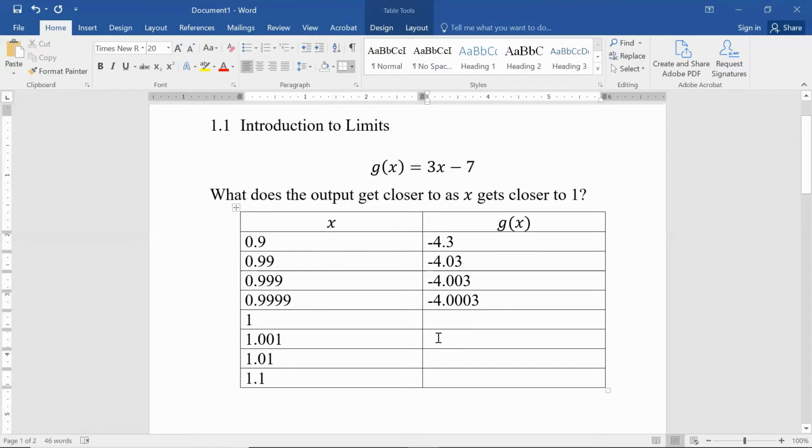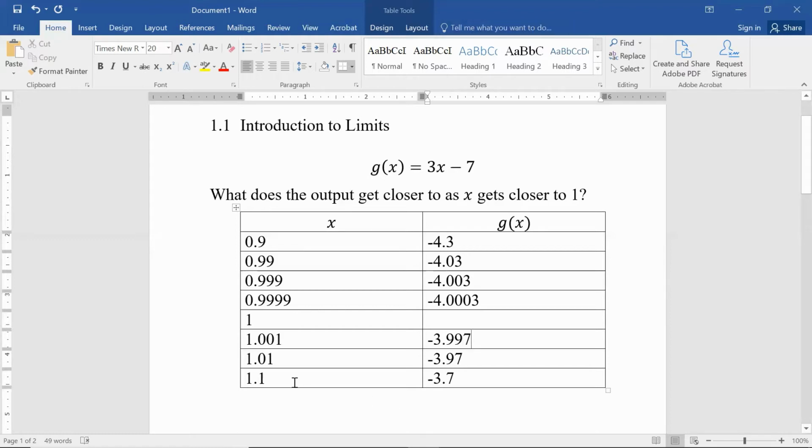Now let's do this from the other side as well. So I'm going to start down at the bottom, insert 1.1 into g of x, and we get negative 3.7. If I insert 1.01, I get negative 3.97. And then if I insert 1.001, I get negative 3.997.